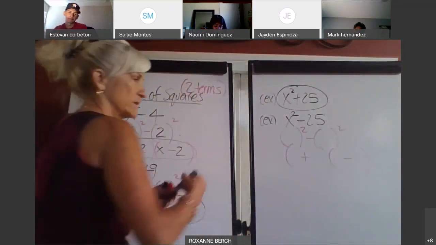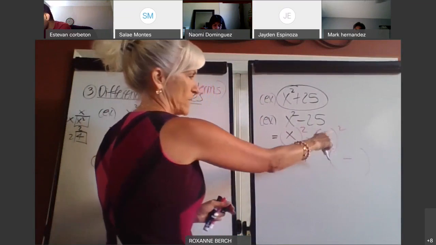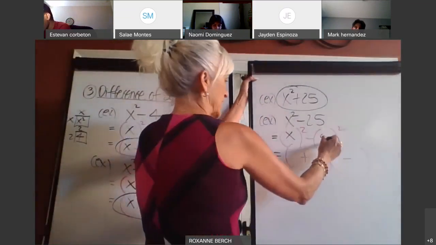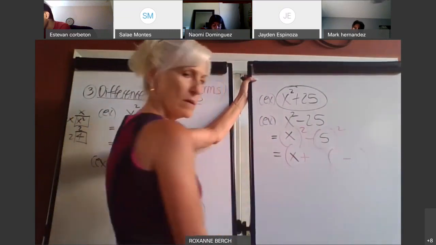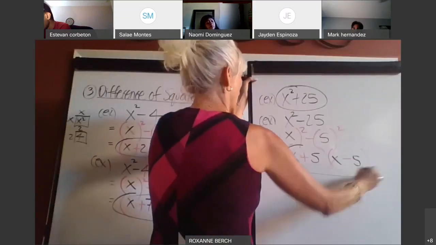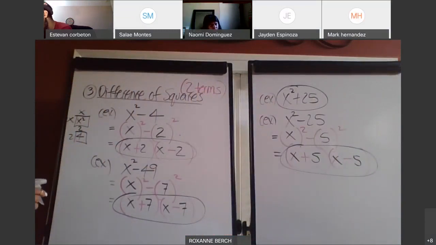So what would you put in? What's this one? 5. So what's your answer? x plus 5 and x minus 5. So this one, you probably had it, and you could probably do this one in your head when you see it.